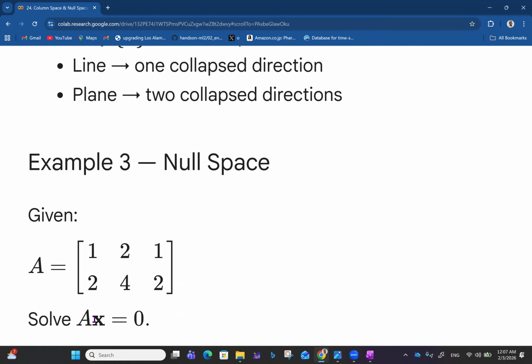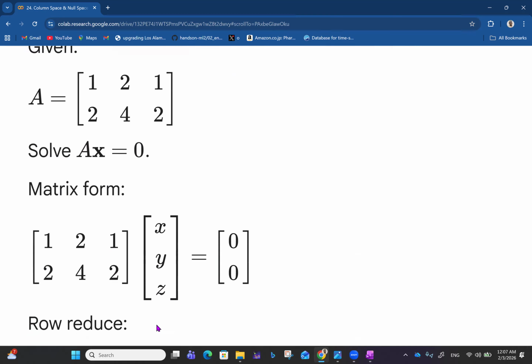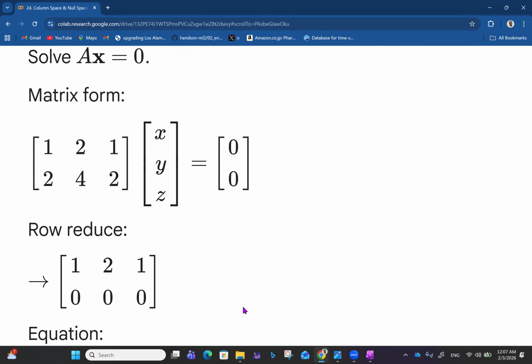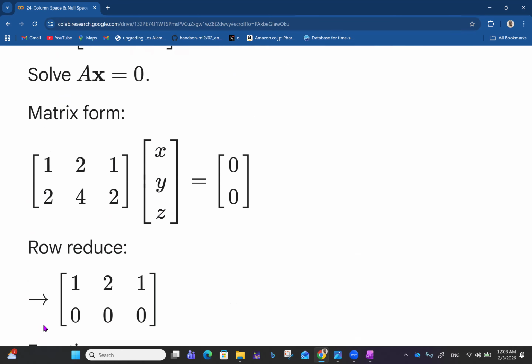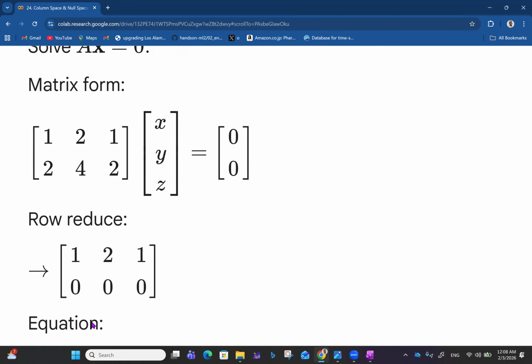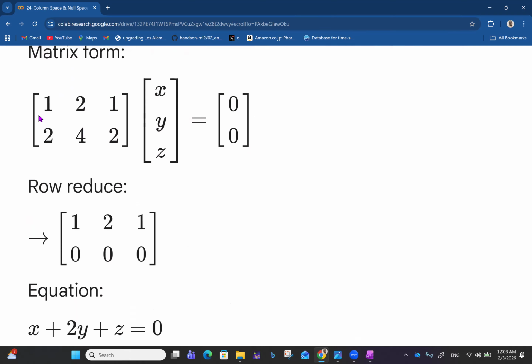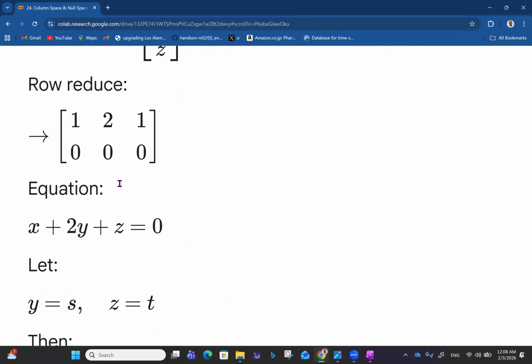So if you want to solve AX equals 0, what do you do? In matrix form, that's 1 2 1, 2 4 2 multiplied by x, y, z, and that is equal to 0 0. If you do row reduction here, you discover that this whole row becomes 0. That automatically means that the line is just one. Row 2 is essentially row 1 because it's double of 1 2 1. So in that case, we're going to have infinitely many solutions.